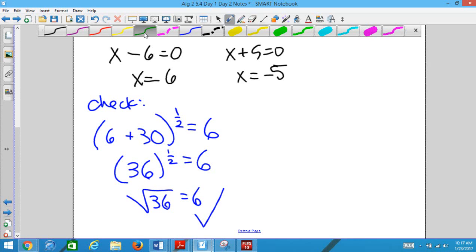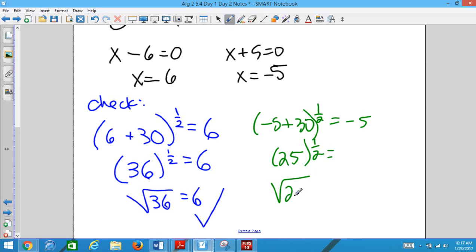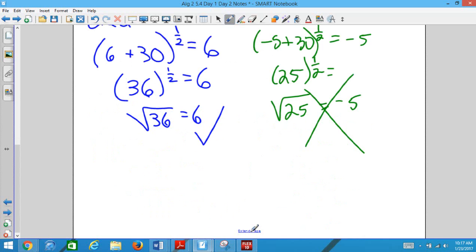All right, then we're going to check negative 5. We're going to do negative 5 plus 30 to the half equals negative 5. So I'm going to get 25 to the half, which is the same thing as the square root of 25. And that does not equal negative 5. So my only answer is x equals 6.